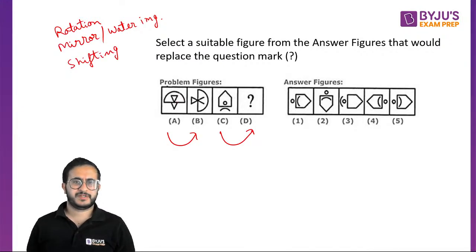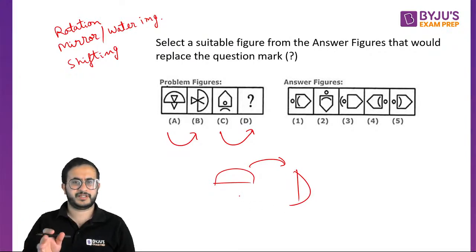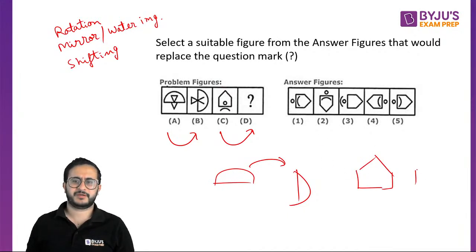Okay. So first, we see that this semicircle was present like this, and it has rotated like this. So it is rotating in the clockwise direction. This pentagon, when it rotates, will become like this. This will help you eliminate some of the options. You can say that option 2 is not possible, option 4 is not possible, so two options get eliminated.